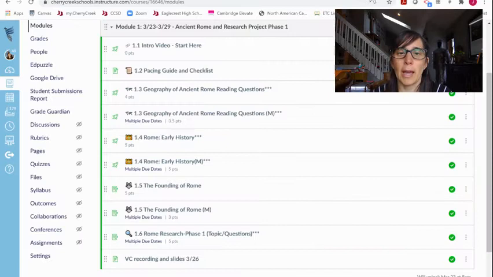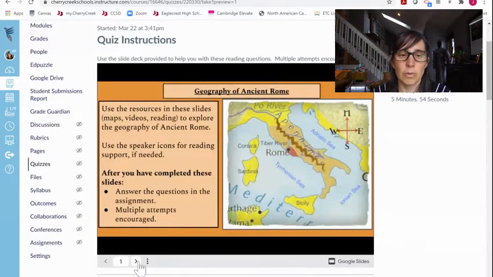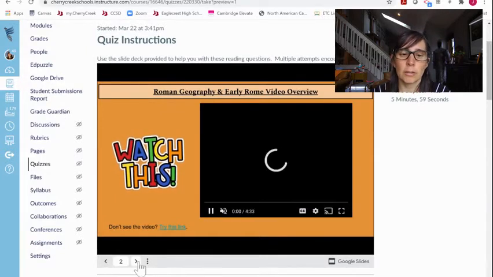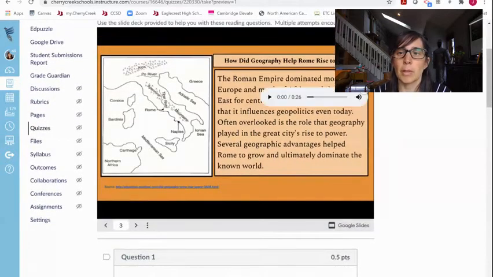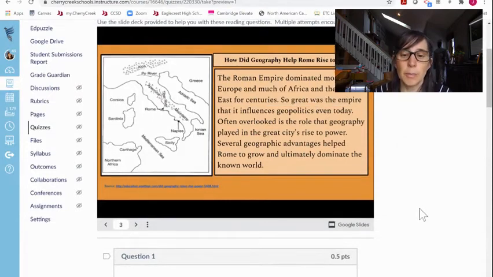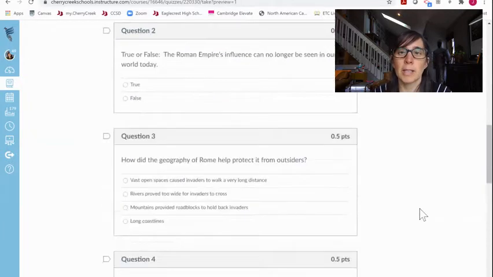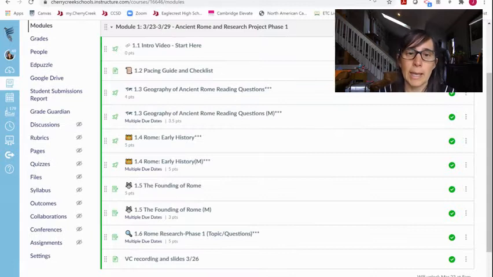Let's take a look at the module. So the first thing that I mentioned was the geography. That's here. Just slides for you to read, just like usual, videos for you to watch. Through there, slides, and remember that you can always click this little speaker icon if you would like to have the text read to you, and then questions for you to answer here. And you have multiple attempts available. So if you don't love your first grade, go back and do it again.